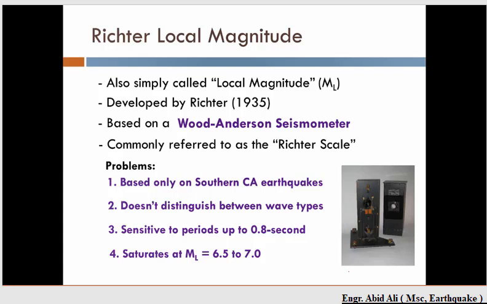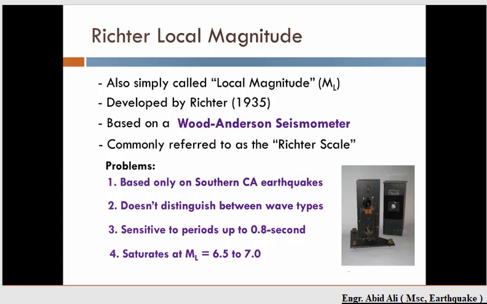So a Wood-Anderson seismometer, this is a little picture of one down here and one on the bottom right. It's just a basic pendulum-based device where the mass would move, and that moving mass was attached to a pin, and it would then scribble a line on a piece of paper. Based on how much that mass moved, it would determine the amplitude of the line, and then you could get the size of your earthquake.